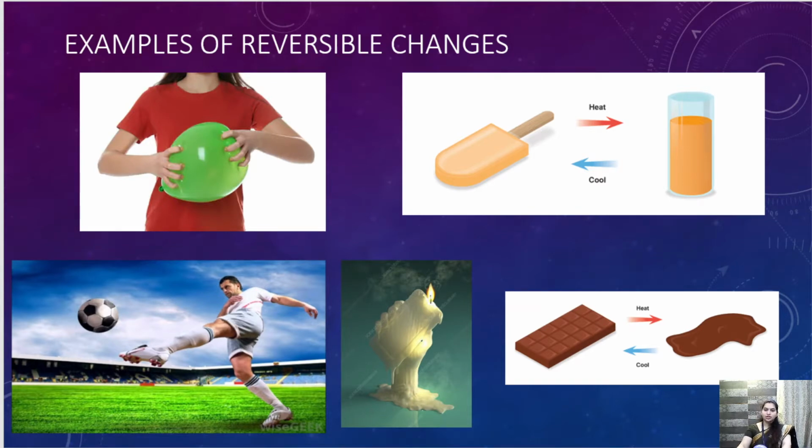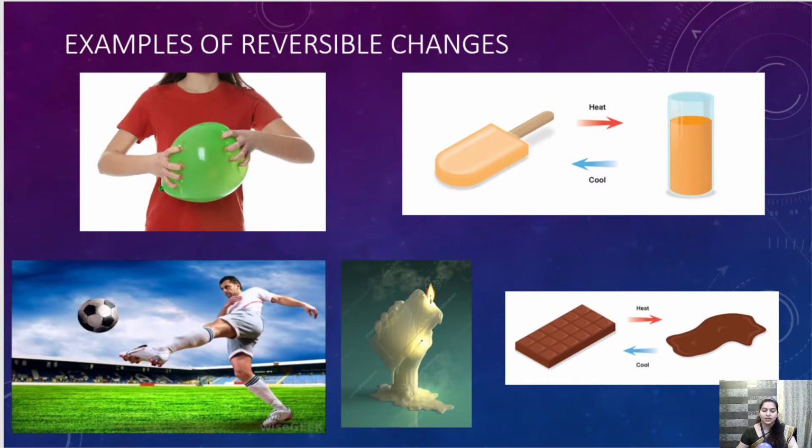What about chocolates? So when you purchase a chocolate and you keep it in a fridge, what happens? It remains solidified. But if you keep the chocolate outside for a long time, what will happen? It will melt. But when you again keep that melted chocolate in the fridge and cool it, so it will again regain its shape. Again it will be solidified. Alright. So this is an example of reversible change. These all are the examples of reversible change.